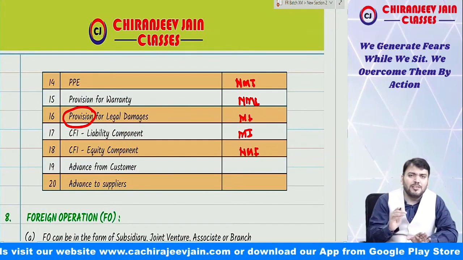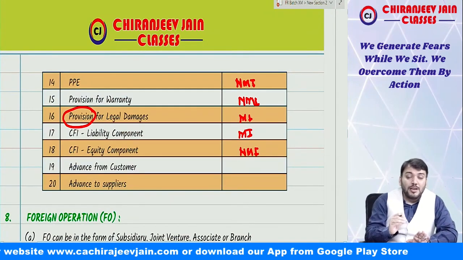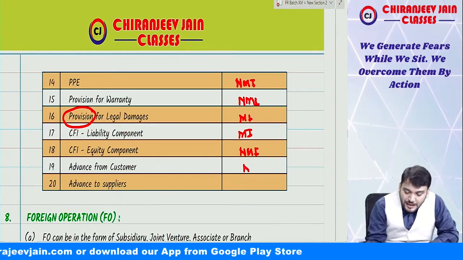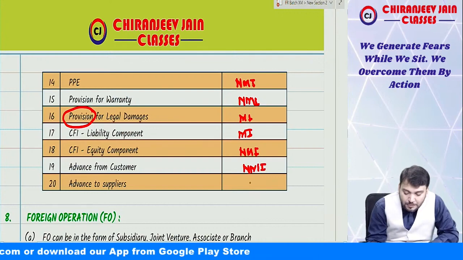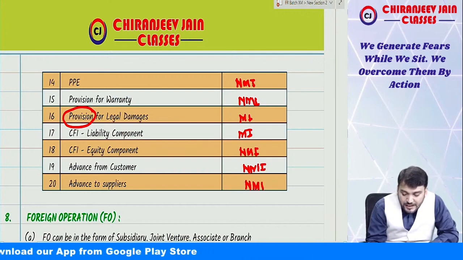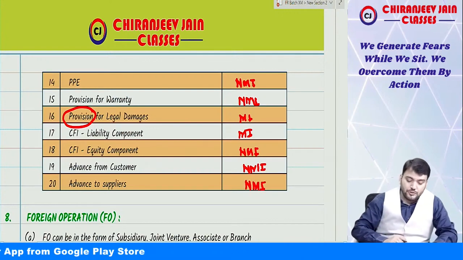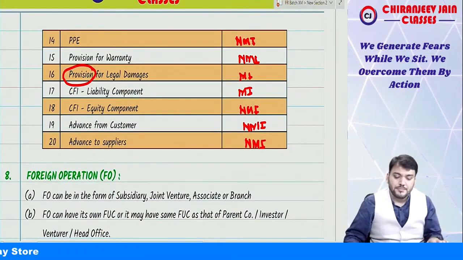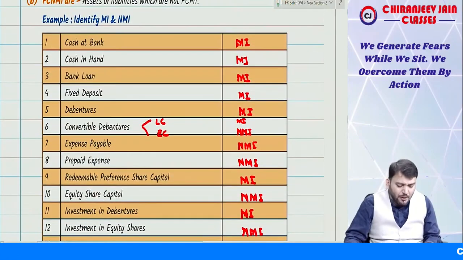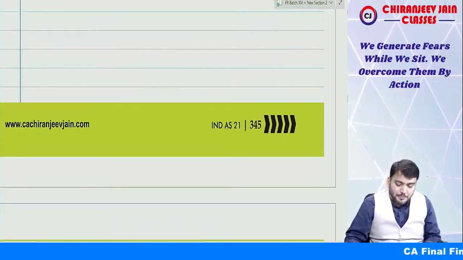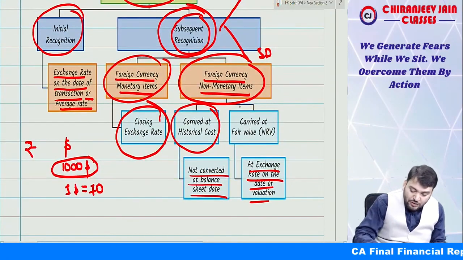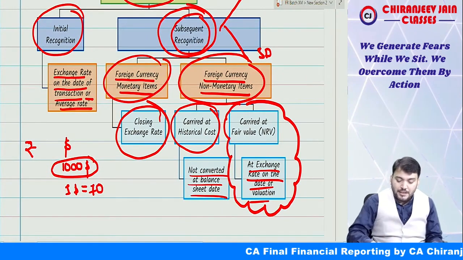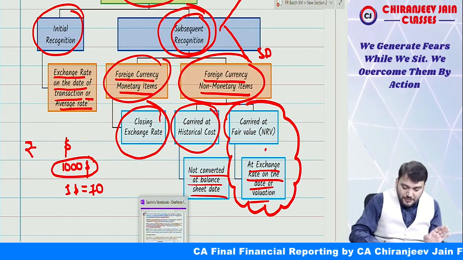Advance from customer: when we receive an advance from a customer, we have an obligation to provide goods and services. So it is a non-monetary item. Similarly, advance to supplier will also be a non-monetary item. Understood? Have you understood this point? This is very simple. I hope no question is required for this part, but I would like to take one question based on this, which is given in the ICAI study material. This is very important. Can I take one question based on this?